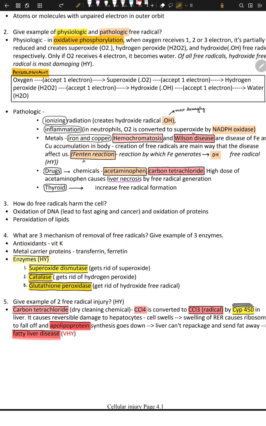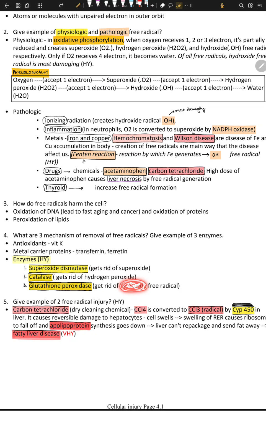So we know that superoxide is made, right? O2 is converted to superoxide by NADPH oxidase. So we need something that destroys superoxide or stops its formation. What happens is that superoxide dismutase gets rid of superoxide. Catalase gets rid of hydrogen peroxide, H2O2. And glutathione peroxidase, GP, gets rid of hydroxyl radical, the most important one.